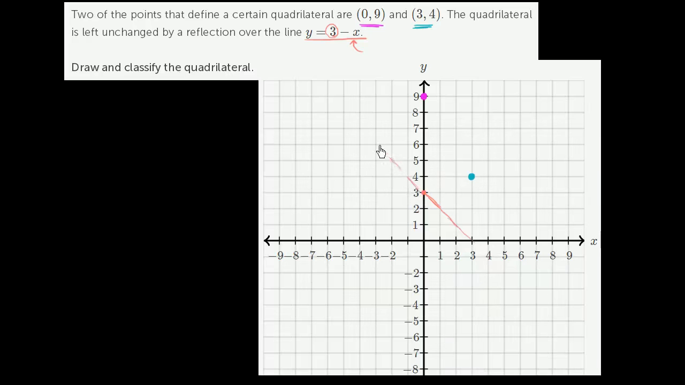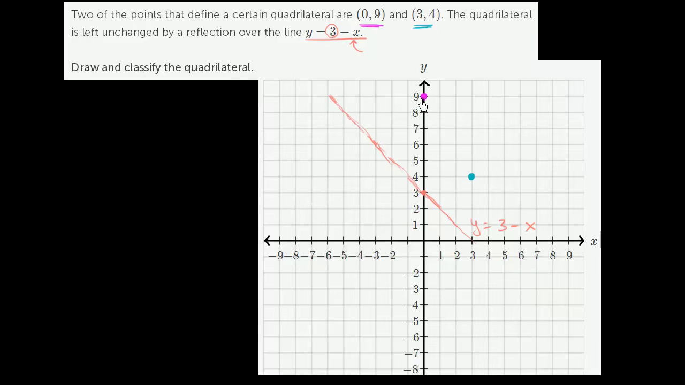Try to draw it pretty carefully. So that's what it looks like, y = 3 - x. That's my best attempt at drawing it. So the quadrilateral is left unchanged by a reflection over this. That means if I were to reflect each of these vertices, I would essentially end up with one of the other vertices. And if those get reflected, you're going to end up with one of these, so the thing is not going to be different. So let's think about where these other two vertices of this quadrilateral need to be.